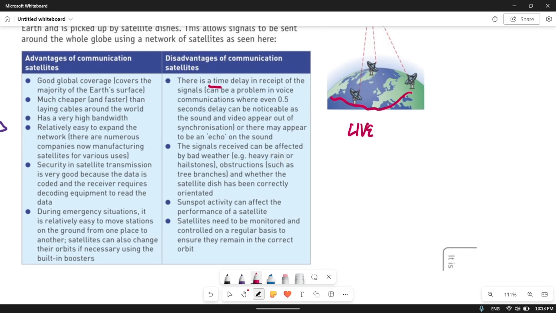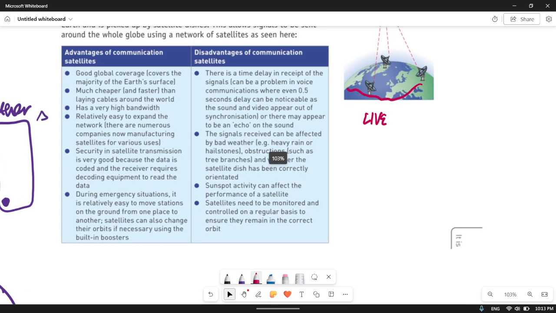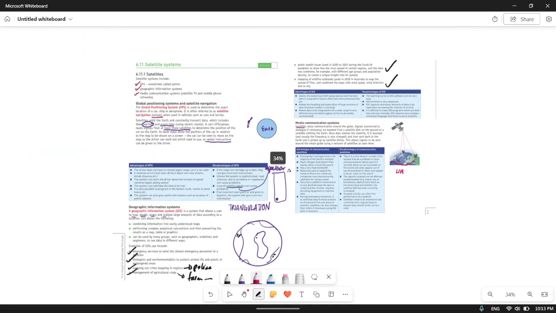Disadvantages: there's a time lag, a time delay, usually 0.5 seconds, but it's barely noticeable, so it doesn't matter. There might be an echo of the sound. The signal received can be affected by bad weather, obstructions, and whether the satellite dish has been correctly oriented. Now, sunspot activity can affect the performance of a satellite, and satellites need to be monitored and controlled on a regular basis to ensure that they remain in the correct orbit.